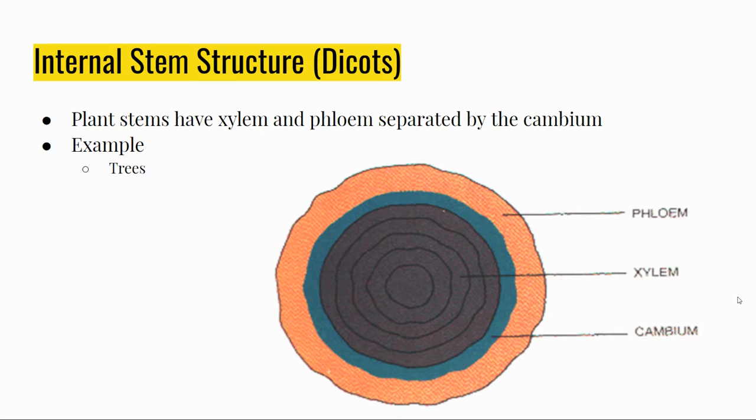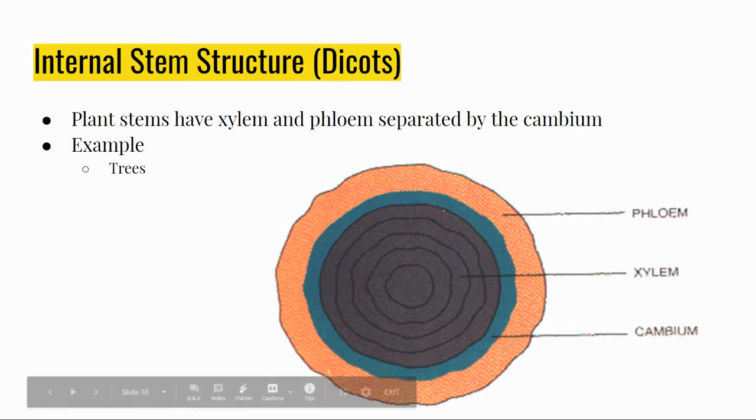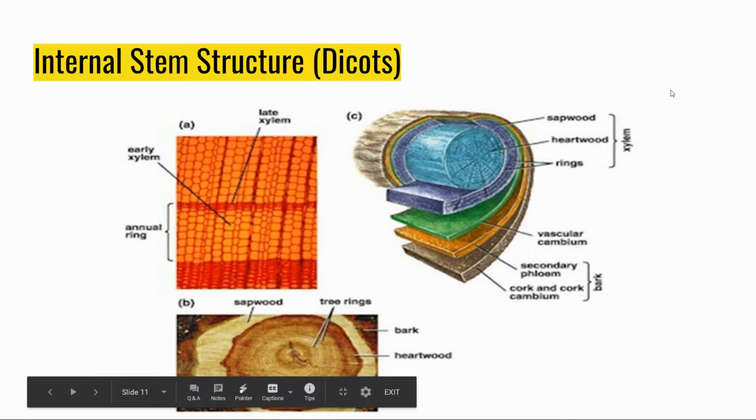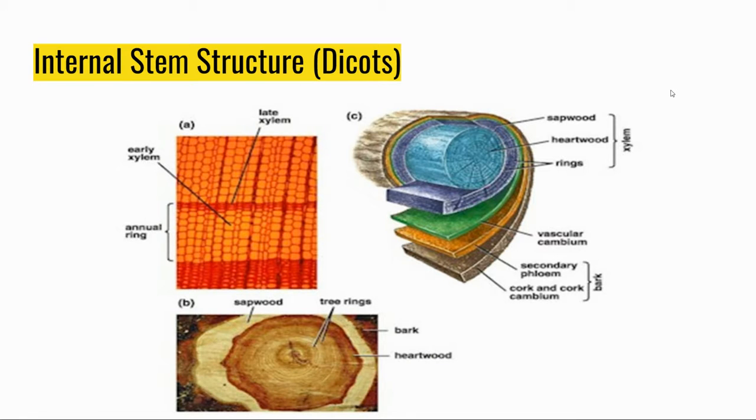So the internal stem structure of dicots: plant stems have xylem and phloem separated by the cambium. The example is going to be trees. So you see phloem on the outside, xylem on the inside, and cambium for the new stem cells in between those two. And there's some examples of some words that we've talked about up till now that deal with dicots. Okay, so remember bark, heartwood, sapwood. Sapwood, of course, is going to be closer to the cambium than the heartwood.